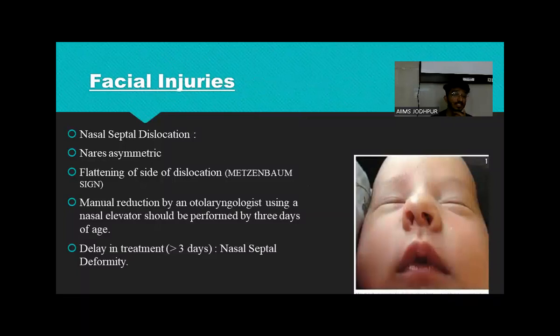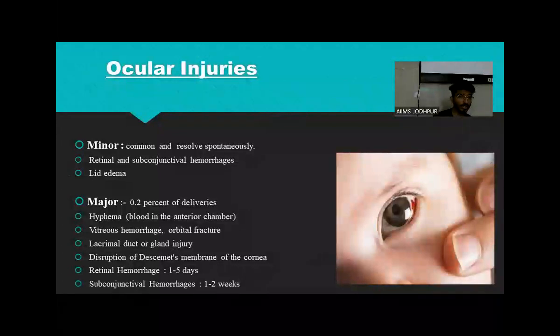Next is facial injuries. Among facial injuries, nasal septal dislocations are very common, and we can see asymmetry of the nares and flattening of the side of dislocation. It usually needs early management within 3 days, as delay in treatment beyond 3 days would result in nasal septal deformity. Reduction is usually done within 3 days. Other injuries which can occur in facial injuries are ocular injuries.